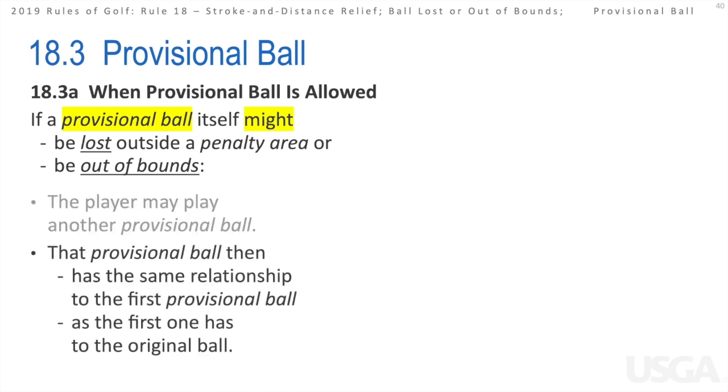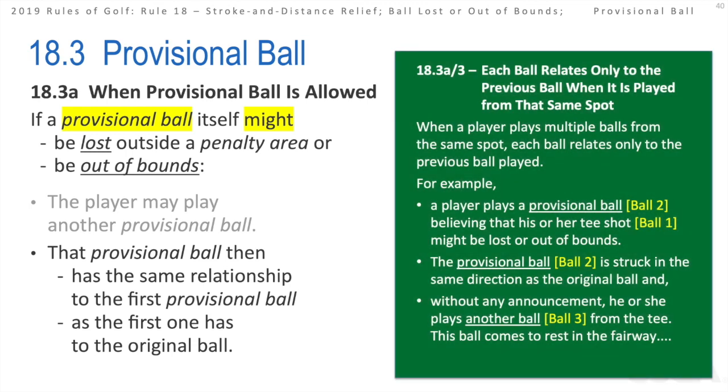So that provisional ball then has the same relationship to the first provisional as the first one has to the original. So in that case, the player hits a shot, it might be out of bounds, so they play a provisional ball. Say it heads towards the same direction. In that case, they can play another ball for that provisional ball. So they essentially have two provisional balls in place, but each one relates to the stroke ahead of it.